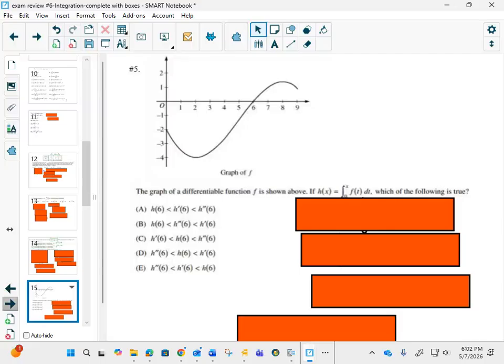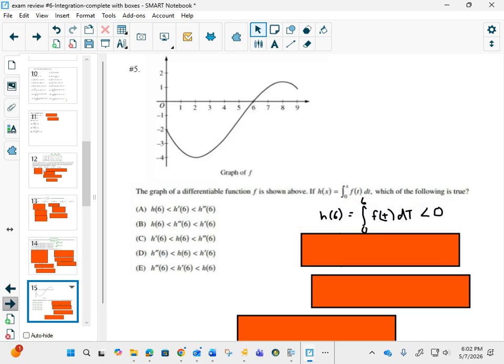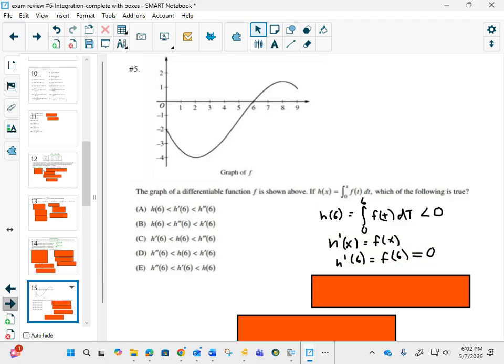Here's a graph of f. Again, we see the 0 to x. So right away I'm thinking fundamental theorem of calculus. And I know that h prime of x is f of x. Now they all deal with sixes. So if I want to find h of 6, it will be the area under the curve. And that area is below the x-axis. That makes that part negative. H prime of 6 is the derivative. H prime of 6 is f of 6. What is f of 6? It's equal to 0.